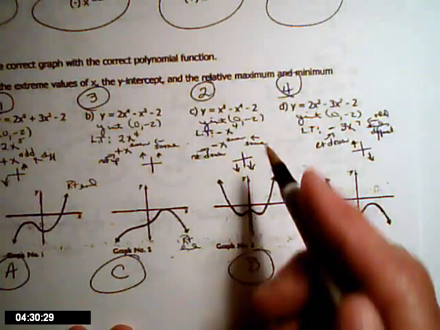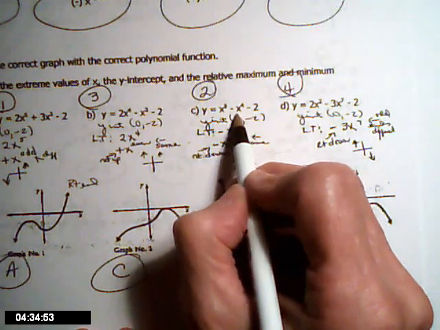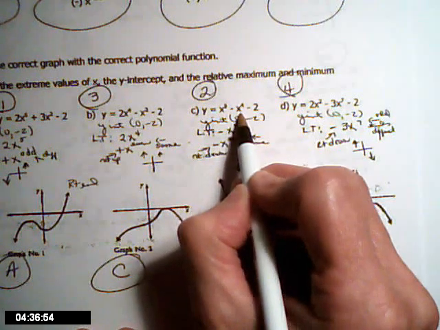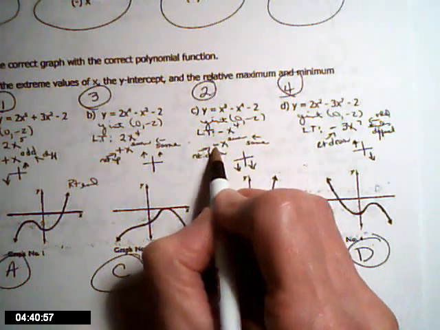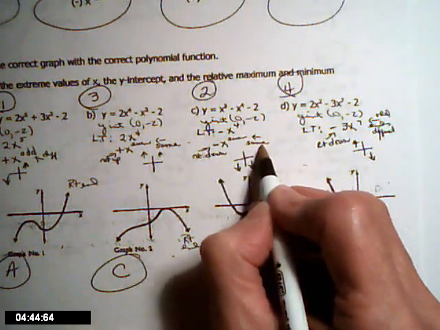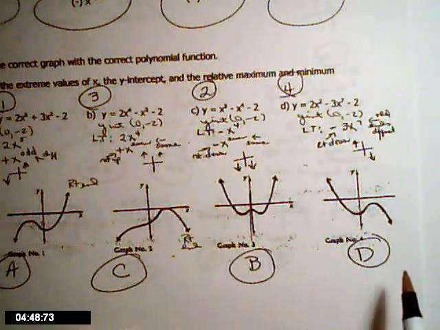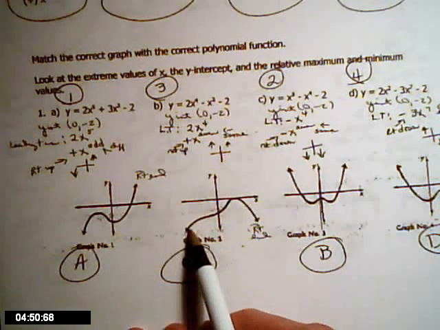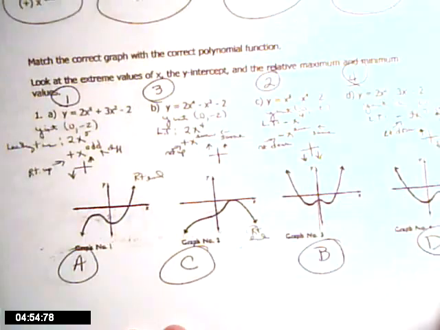If I look at C, be very careful here. Negative x to the 4th is the leading term. It's not in the true order. Negative x to the 4th. Negative says the right end is down. The even says the other end will be doing the same, so both ends of the graph will be down. And if you look, here's the graph with both ends turned down. That would be C for number 2.